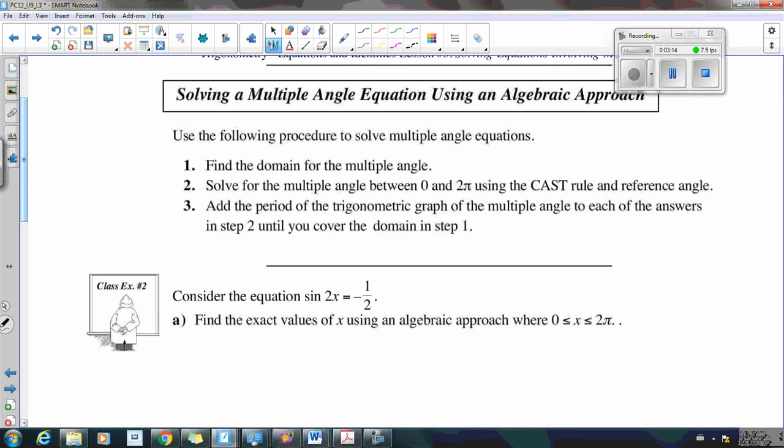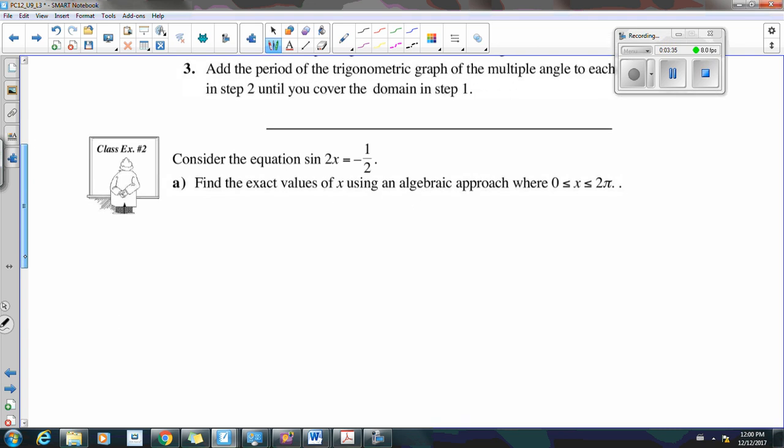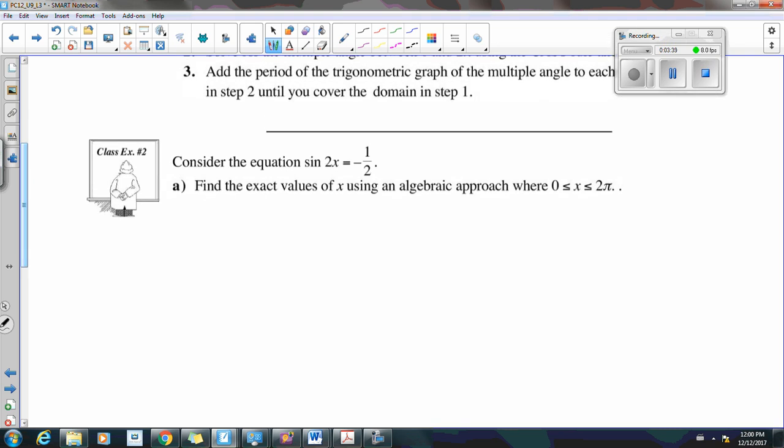So solving these algebraically, there's some steps here that we found out we can use. You can find the domain for the multiple angle, solve for the multiple angle between 0 and 2 pi using the CAST rule and reference angle, then add the period of the trigonometric graph of the multiple angle to each of the answers to cover the domain in step 1. So let's see what that looks like when we solve an equation. We need to solve sine of 2x equals negative 1/2. We're going to basically just start by solving sine of u equals negative 1/2, and I'm going to solve for u. So where do I need to be for negative 1/2?